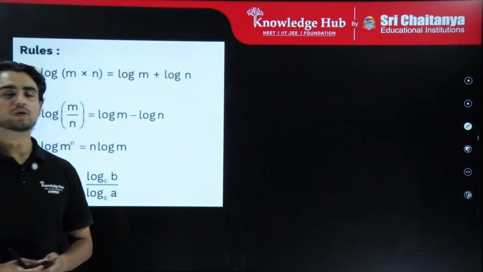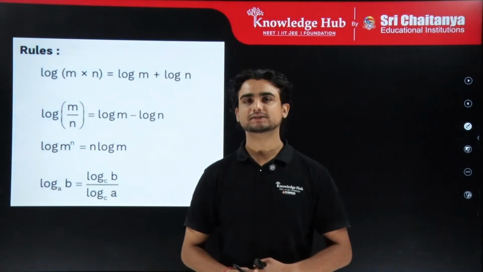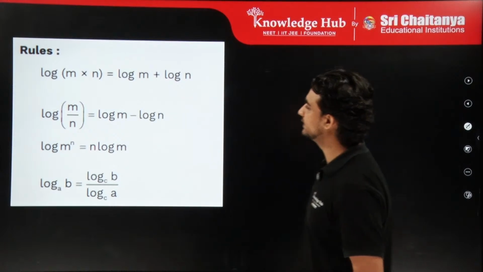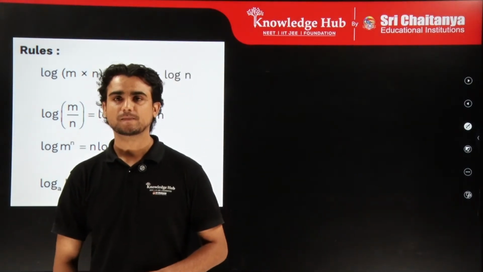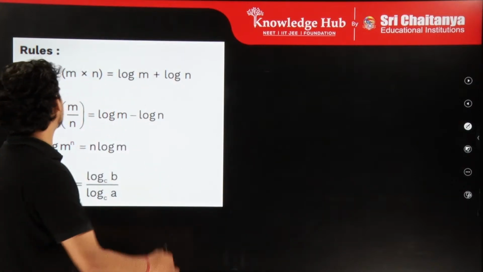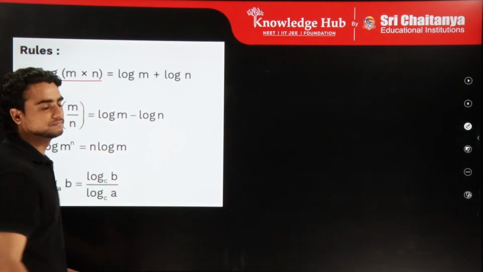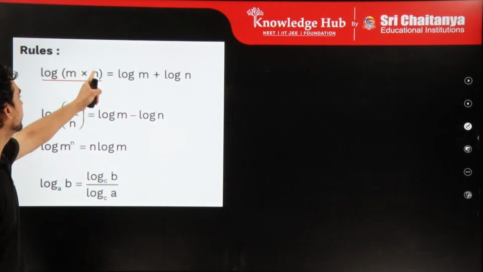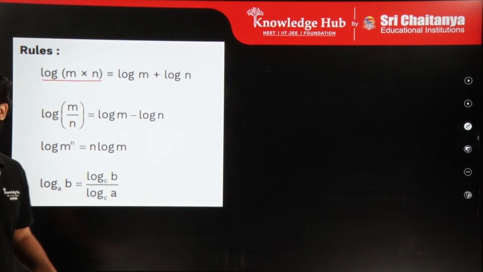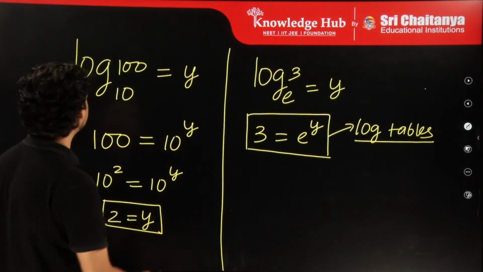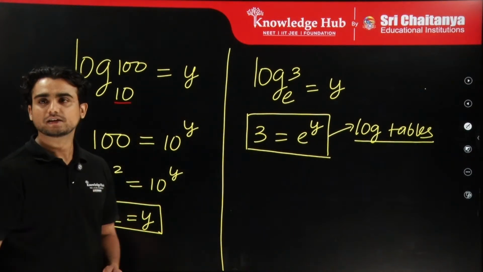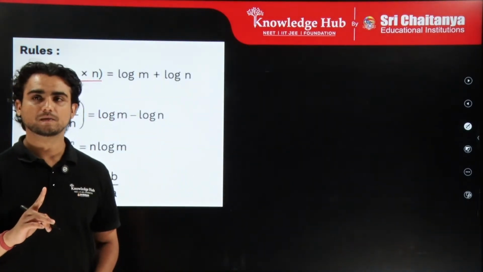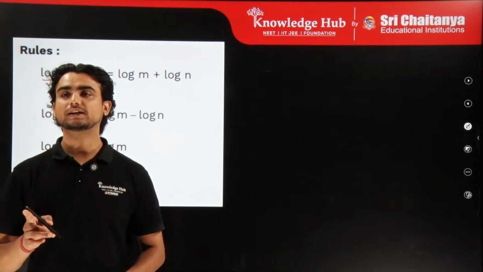Now there are some rules which we follow so that our calculations become easy. Let's look at the rules one by one. What is the first rule? The first rule is log of m into n. If I have some function as log of m into n, your base is 10. If nothing is written here, this base can be anything, but this base cannot be 0 or less than 0.